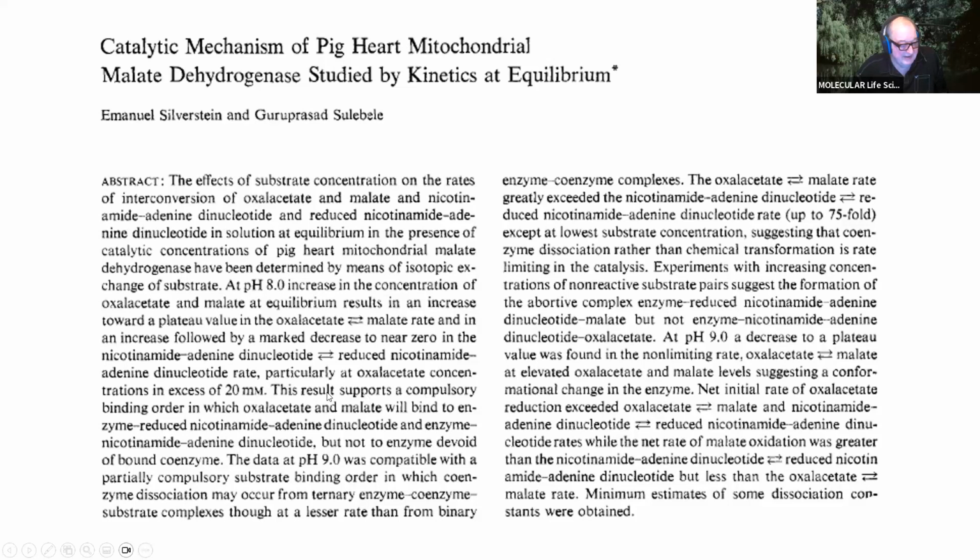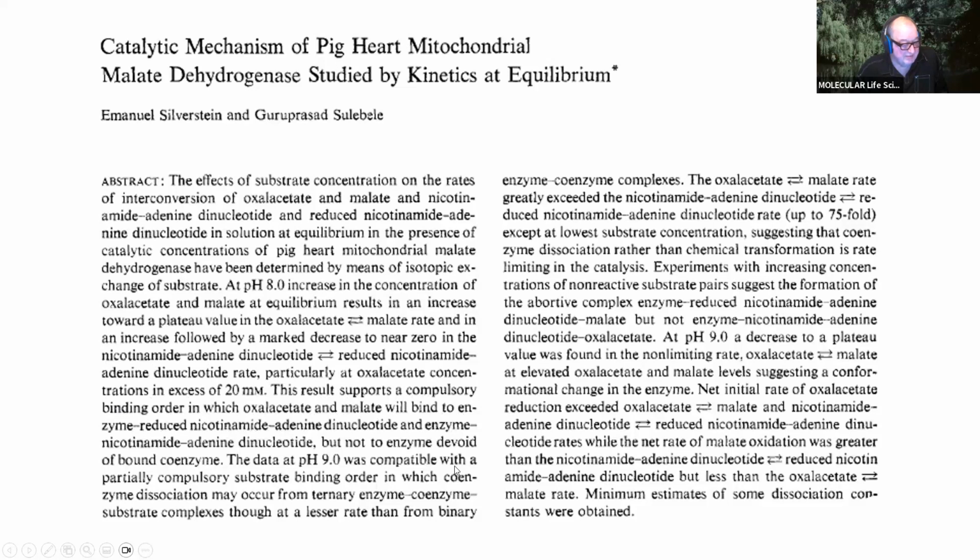But again, the key is that it's the same basic kinetic mechanism they come up with. So this result supports a compulsory binding order in which oxaloacetate and malate will bind to enzyme-reduced nucleotide or enzyme-oxidized nucleotide complex, but don't bind to enzyme devoid of bound coenzyme.